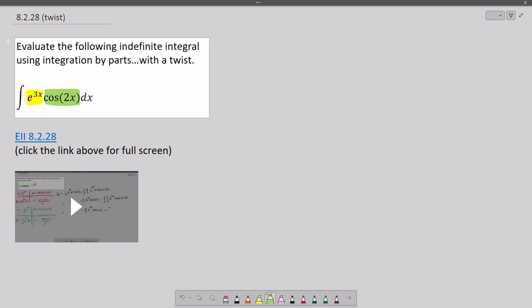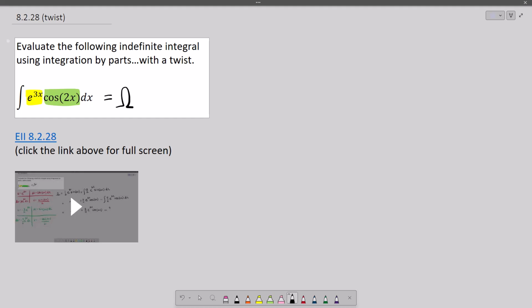And the way we can have a heads up that this is going to be a twist is because both of these functions have that circular nature to their derivatives. Derivative of e to the x is e to the x. It keeps on going. Derivative of cosine is sine, and the derivative of that is cosine, so that's looping through also. So if you have two functions that have that circular nature to their derivatives, you're going to get the twist thing.